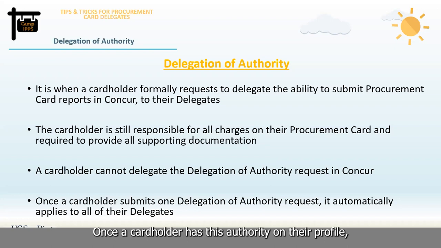Once the cardholder has this authority on their profile, anyone who is their delegate can submit expense reports on their behalf. In a nutshell, it means that me as a cardholder can submit a delegation of authority request in Concur to have my delegates be able to not only create my expense reports, but click submit on my behalf.